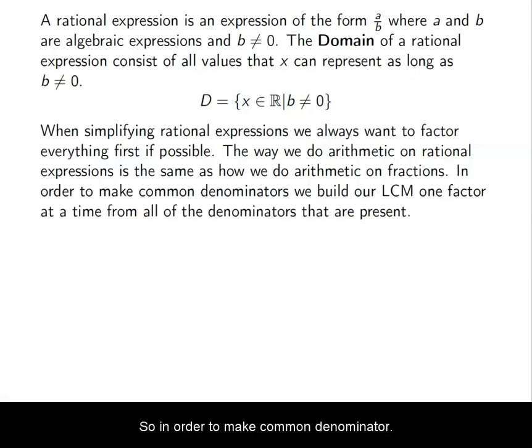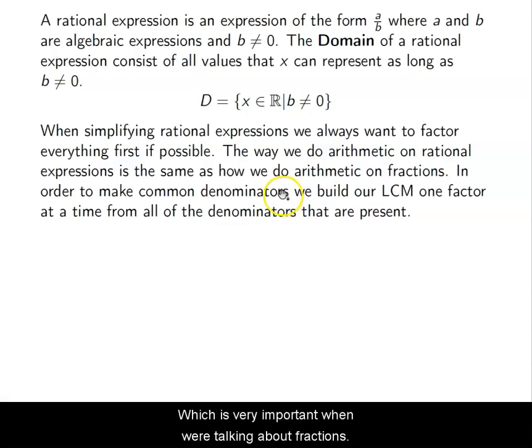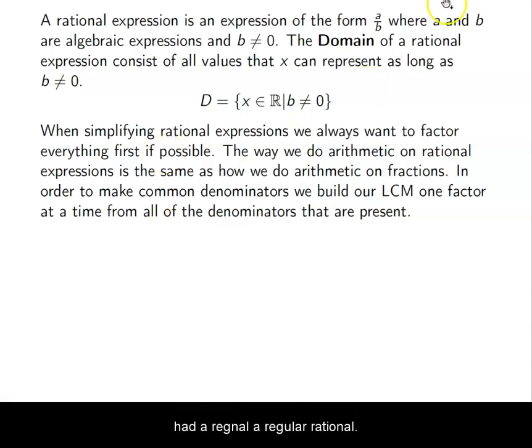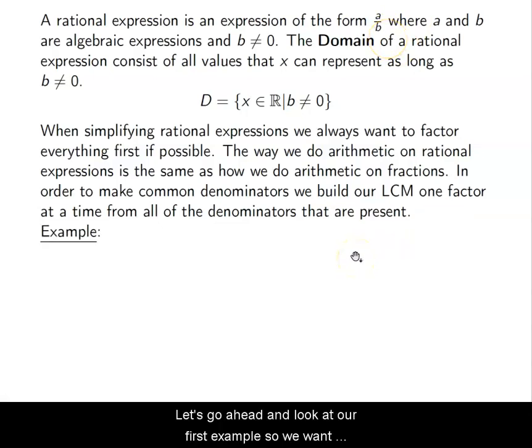So in order to make common denominators, which is very important when we're talking about fractions, right? We build our LCM, our lowest common multiple, one factor at a time from all the denominators that are present, okay? So we build our lowest common multiple out of the denominators that are already present. So we're going to build this by looking at the factors that are in our denominators. This is the same way that we would do it if we had a regular rational number. Okay, so let's go ahead and look at our first example.